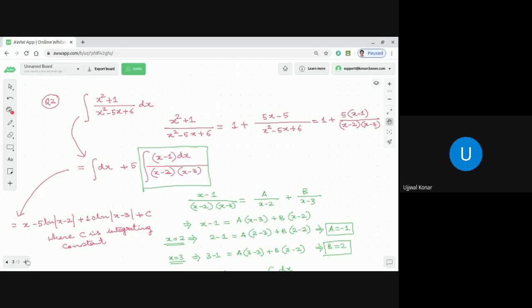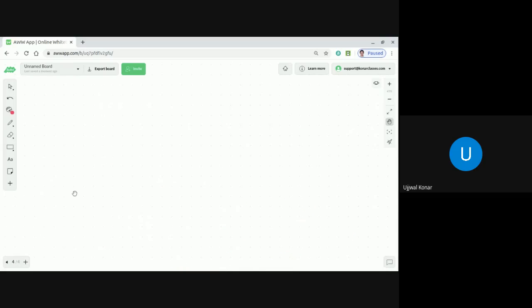All right. The third question is something like this. Integration of (3x minus 2) dx divided by (x plus 1) whole square into (x plus 3). So let me do it. You just follow.